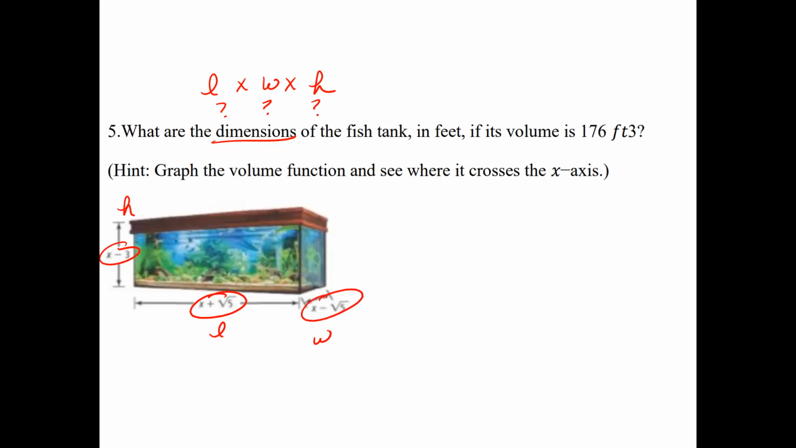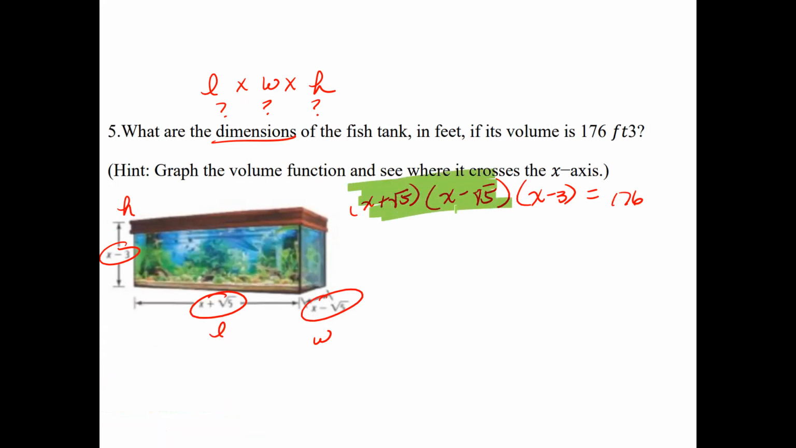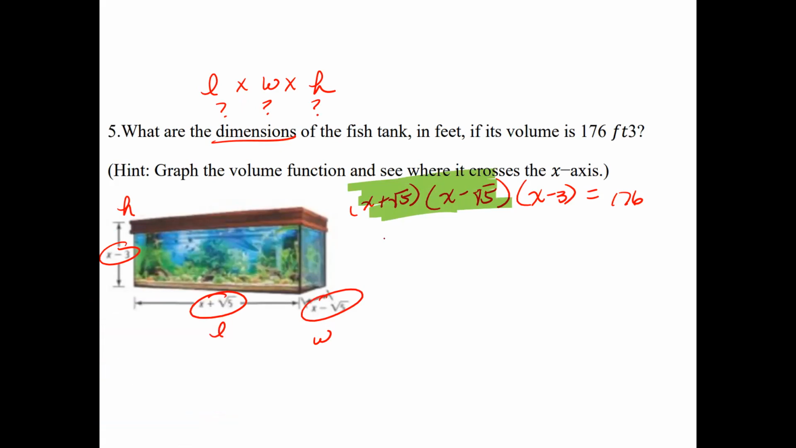And so if I multiply that together, length, which is x plus square root of 5, times my width, which is x minus square root of 5, times the height, which is x minus 3, that's going to equal 176. So first thing I want to do is FOIL the first 2 binomials. I'm going to have x squared for the first, inner and outer cancel, and my last is just going to be the minus 5.